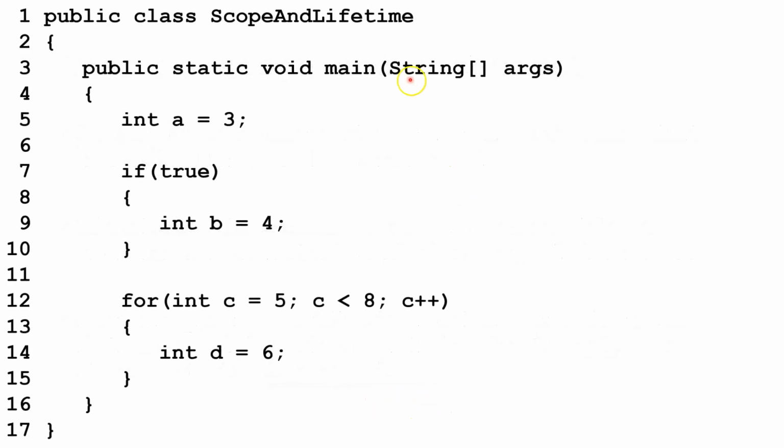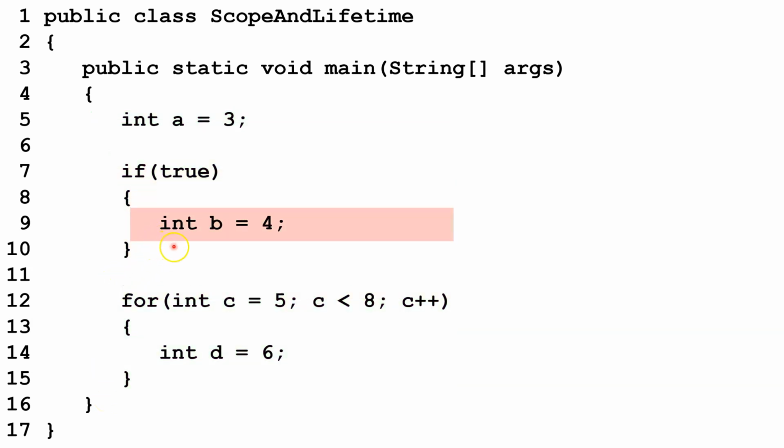Let's take a look at this class. We have our main method here, and we have 4 variables, a, b, c, and d. A, b, c, and d are all local variables because they are local to this method. Int a is declared here at the top of the method, and its scope is anywhere inside this method, and its lifetime is from where it is declared until the end of the method.